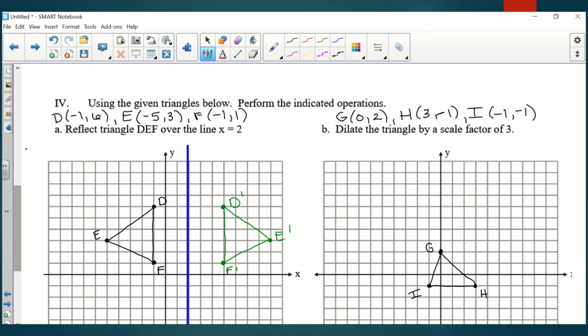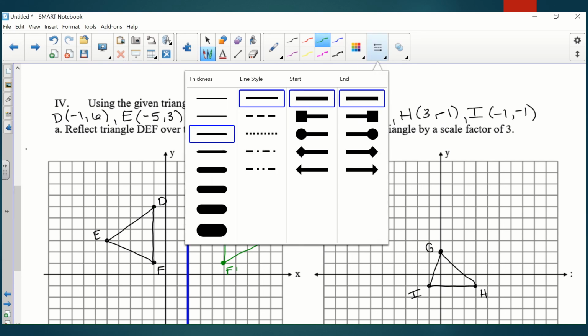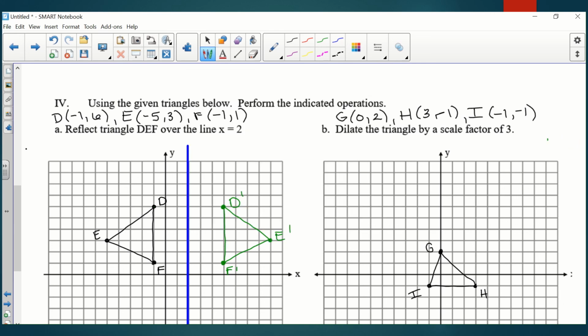All right, so we're going to dilate this triangle by a scale factor of 3. So once again, we are making this triangle larger. In fact, we're going to make it 3 times as large as this original triangle here. So I'm going to take every x, y value for the points G, H, I, and I'm going to multiply them by 3. So 0, 2 becomes 0, 1, 2, 3, 4, 5, 6 for G prime.